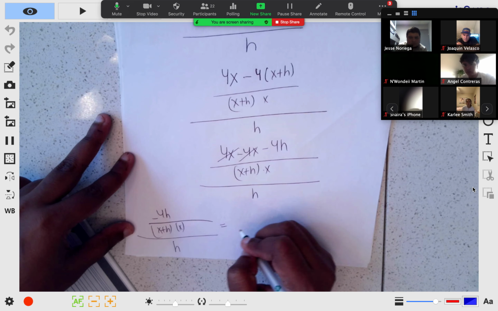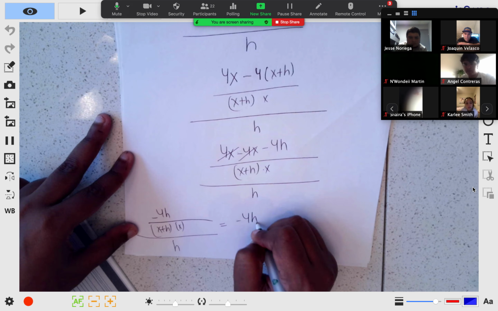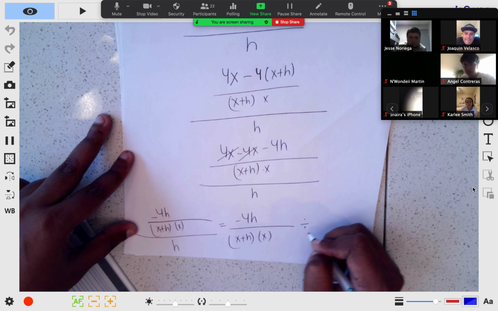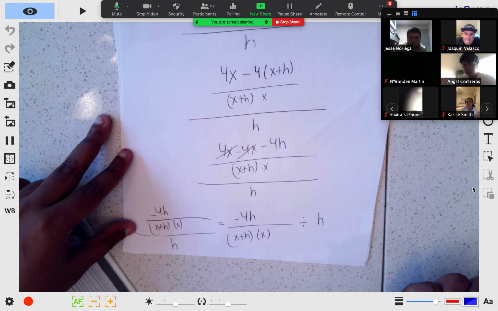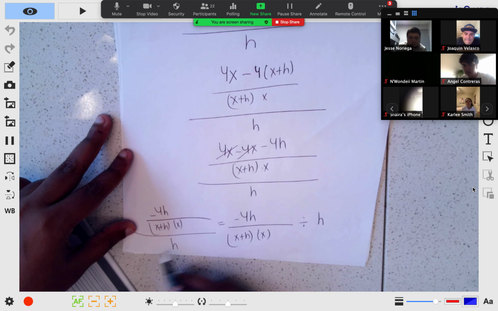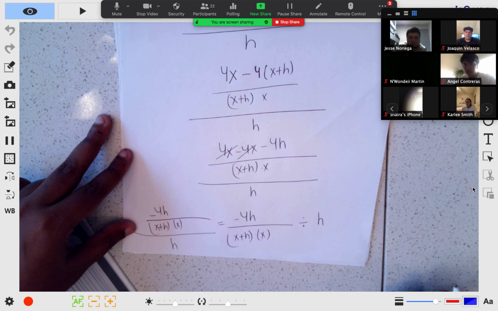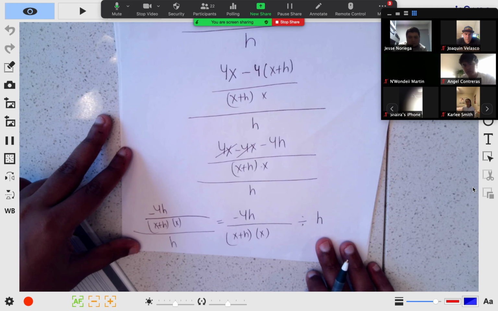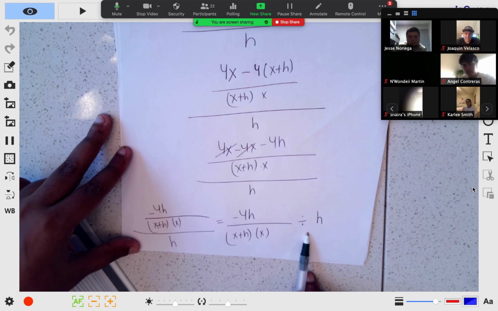Can I write it like this? X plus h times x divided by h. Because this whole thing is divided by h, I wrote it this way. If you can figure out where this h goes, good. If not, do it this way so it does not confuse you. There are too many division signs, that's why I wrote it like this. What's the next step going to be?